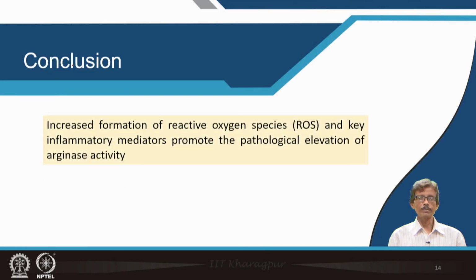Okay. So, what we have seen for the first part of our lecture is that the formation of ROS is also important, and that ROS is a key inflammatory mediator, promoting the pathological elevation of arginase activity. So, we must have something like the ROS activity, the superoxide activity or hydrogen peroxide activity, that can have some relationship with the arginase activity. So, once you read it, try to learn more about the relationship of ROS with your arginase activity.